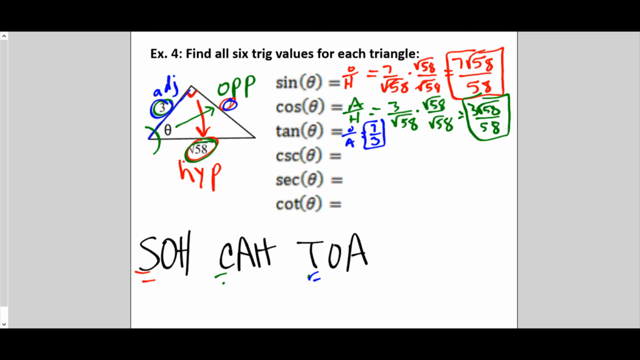Cosecant. So remember, cosecant and sine, these two are related. So cosecant is the reciprocal of sine, so this is hypotenuse over opposite. So the hypotenuse is square root of 58. And opposite is 7. Secant of theta, remember, secant's related to cosine, is the reciprocal, so this is H over A. So the hypotenuse is square root of 58, and the adjacent is 3.